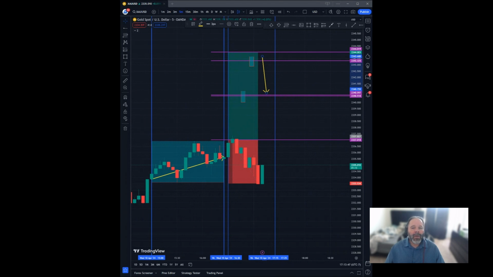Oh, good. It hasn't hit the stop loss yet on the gold. It hasn't. Okay, nice. Good. Here it looks like it is, but not on my broker.